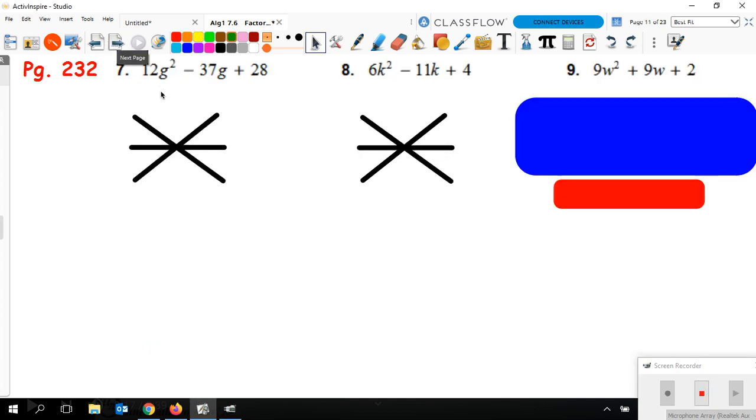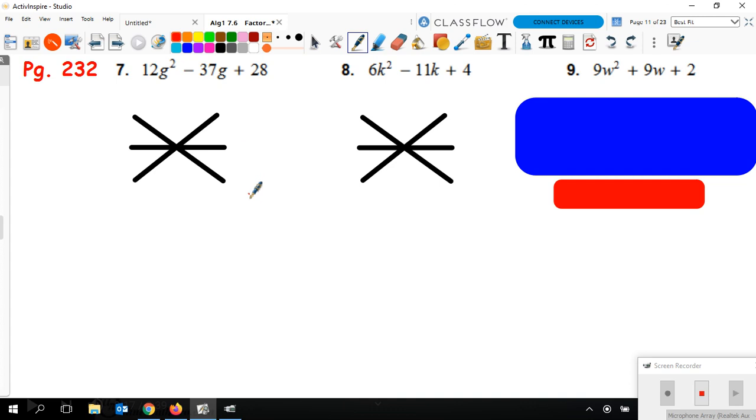So number 7, I'll do 7 and 8, and then I'll have you try number 9. So number 7, notice there is no GCF. That's the first thing. You still want to look for that, to see if there's any greatest common factor that can be factored out first. 12, 37, 28. There is no GCF between those. Even the letters, they would have to have a G in this last one in order to factor out a G. So there's nothing to factor out.